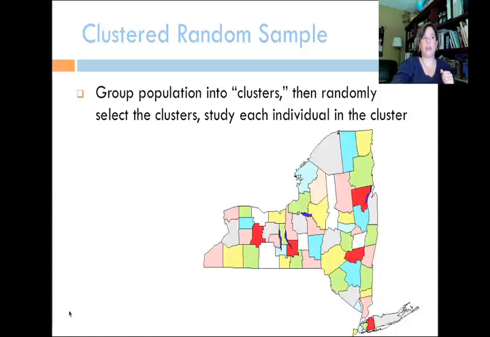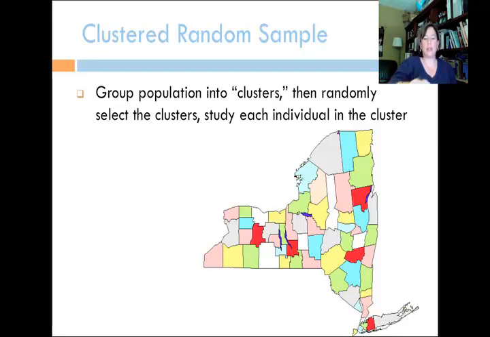In clustered random sampling, when it's not possible to select a sample from the whole population, we can randomly select clusters or groups of subjects from different areas or different time periods even, rather than randomly selecting individuals. So in cluster sampling, you follow these steps.